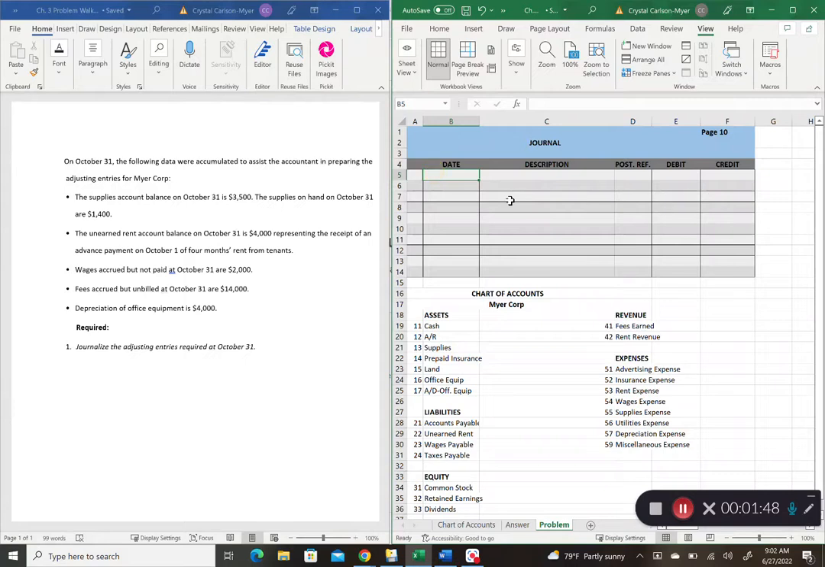So the first thing you want to do in a general journal is put in the date. So the date for this particular one is October 31st. So I'm going to go ahead and throw in my date here.